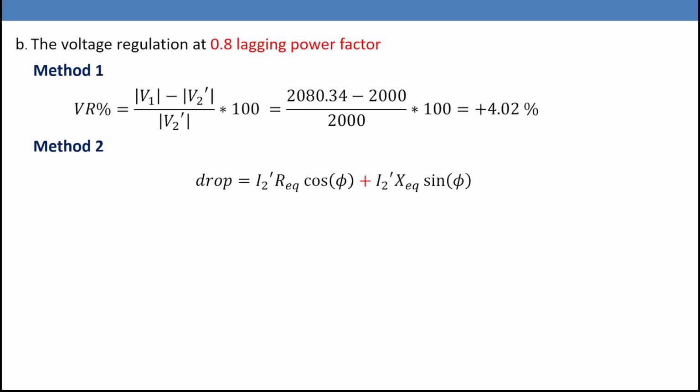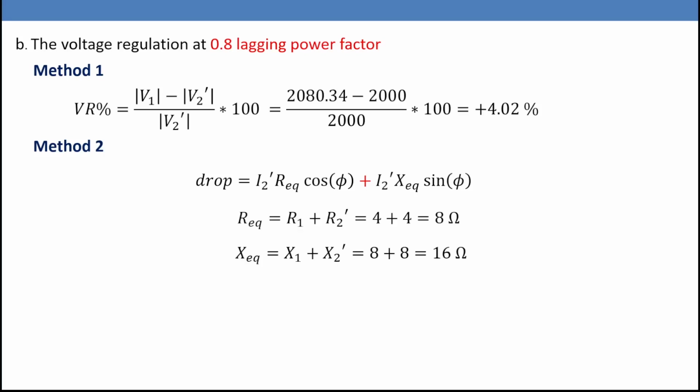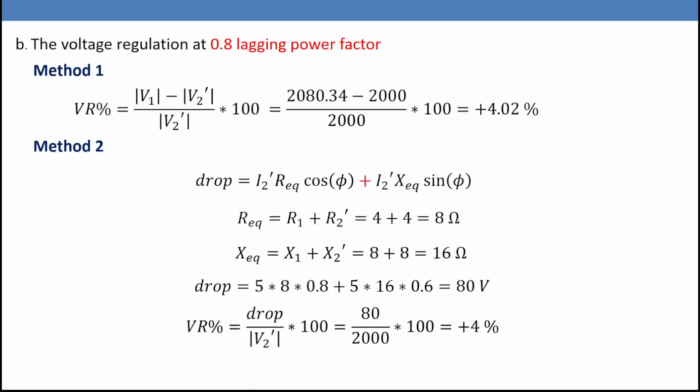All the information is here. R equivalent equals 8 ohm, X equivalent equals 16 ohm. So the drop equals 5 multiplied by 8 multiplied by 0.8 plus 5 multiplied by 16 multiplied by 0.6, which gives us 80 volt. So the voltage regulation is the drop over V2 dash multiplied by 100. 80 over 2000 gives us positive 4%. The results are matching.